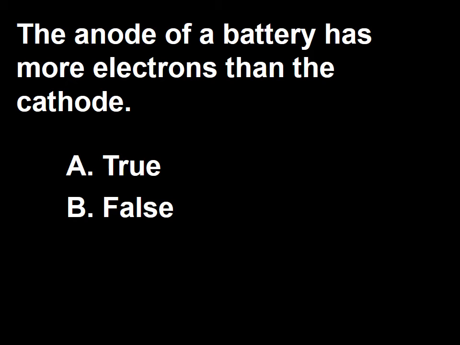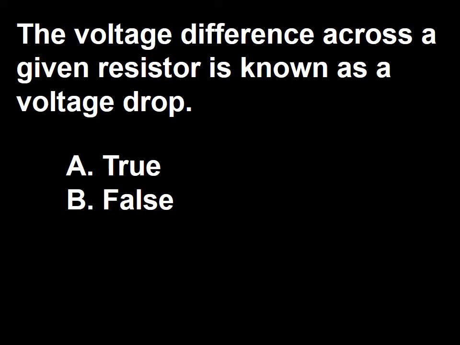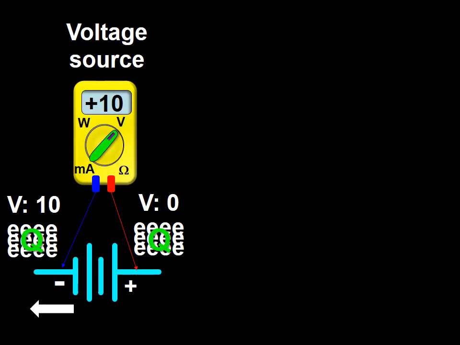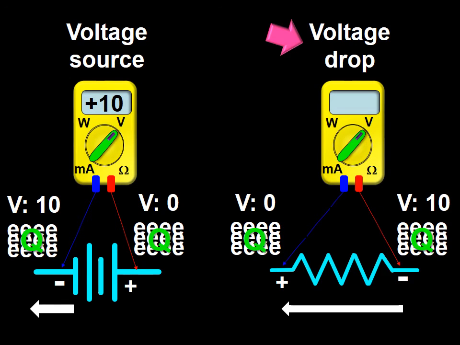So the answer to this question is false. Next question. The voltage difference across a given resistor is known as a voltage drop. A, true, B, false. We have already talked about voltage source. I will now talk to you about voltage drop.